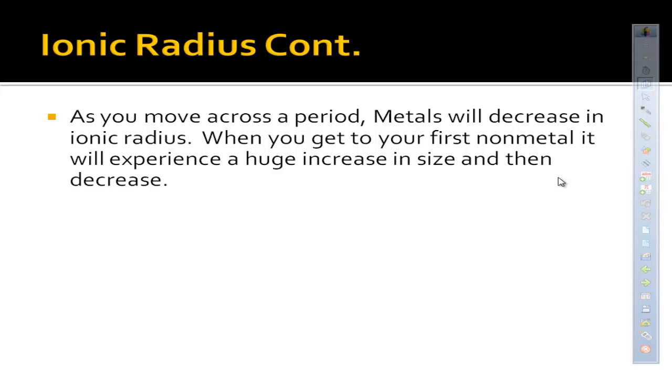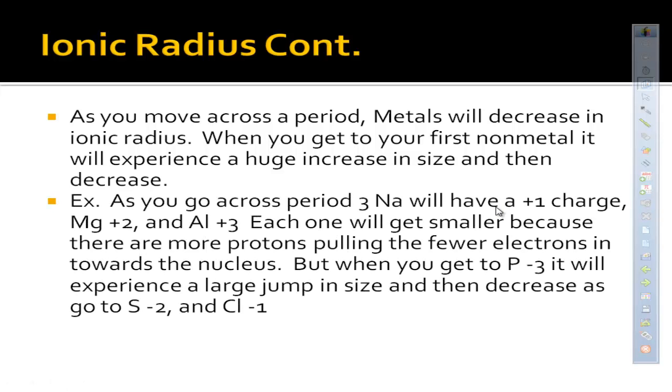And what you're going to notice is most of your metals, because they have few valence electrons, are going to want to lose those electrons and develop that positive charge. Nonmetals generally have 5 or more valence electrons, and they're going to try and gain electrons. So again, as you go across the periods, metals are going to decrease in size. And then when you get to that first nonmetal that wants to gain those electrons, you're going to experience a huge increase, and then that size is going to decrease.